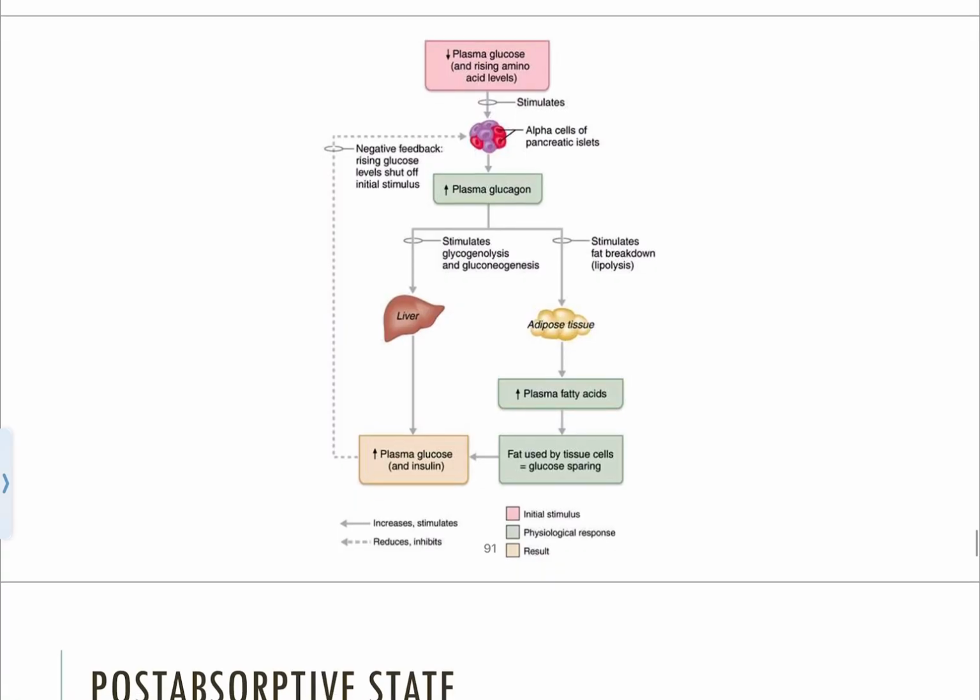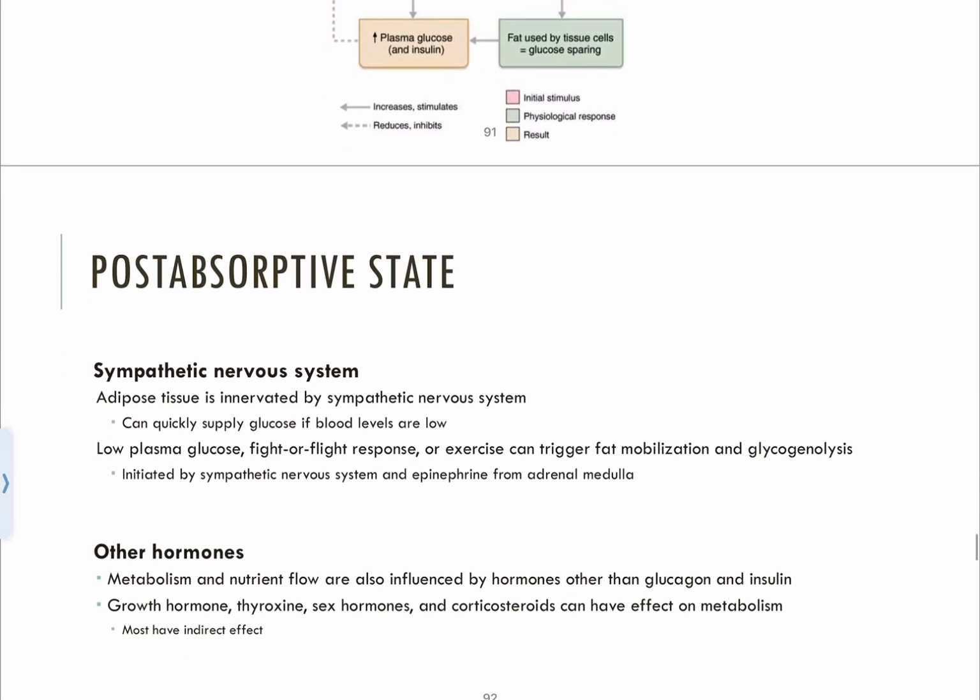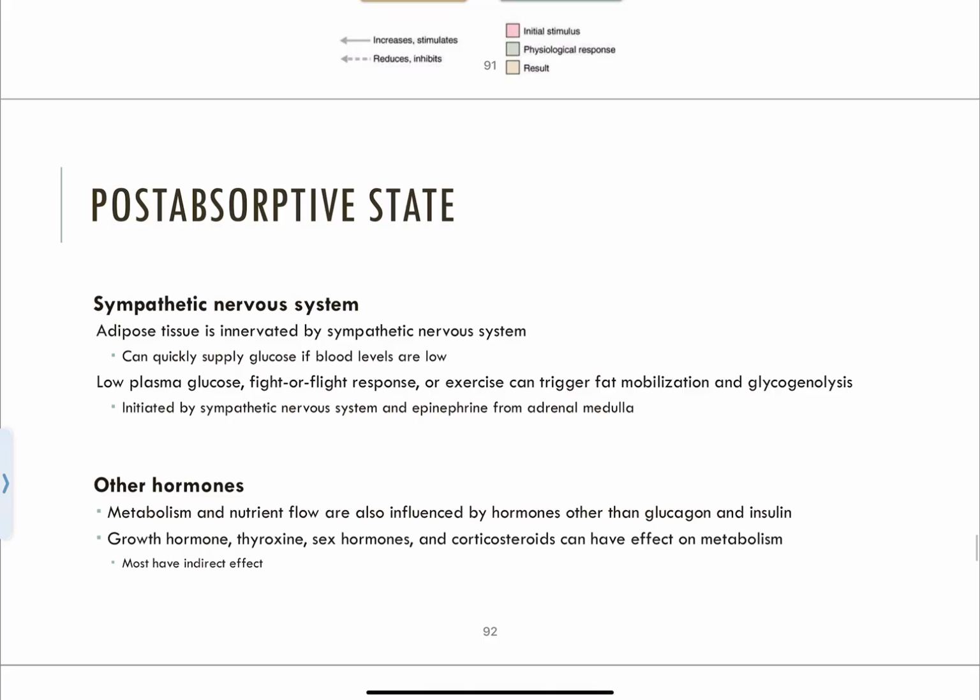So here's a nice flow chart, again, showing you what's going on during the post-absorptive state. I recommend you go through and make sure you understand this. The sympathetic nervous system plays a huge role in helping supply fuel quickly in the event that our blood glucose levels drop suddenly. Our adipose tissue is innervated by the sympathetic nervous system, and we can quickly supply glucose if we get low blood glucose levels.